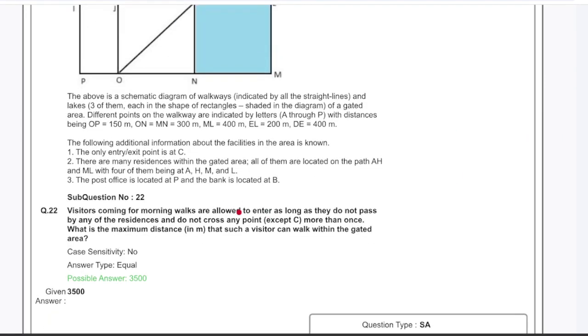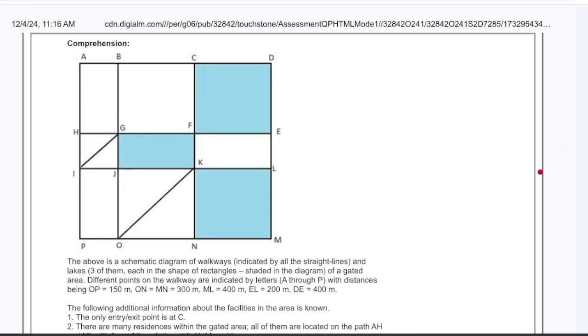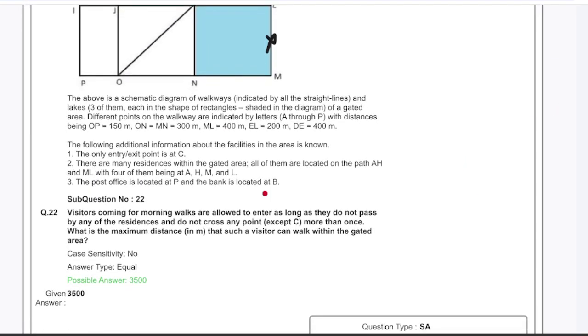Now, visitors coming from morning walks are allowed to enter as long as they do not pass by any of the residences and do not cross any point except C more than once. What is the maximum distance that such a visitor can walk within the gated area? So they cannot travel LM, one cannot travel AH because they are the place where we have residents. It was mentioned in the question here. Point number 2. Now C we cannot move more than once, and I have to start from C and I have to come back also at C.